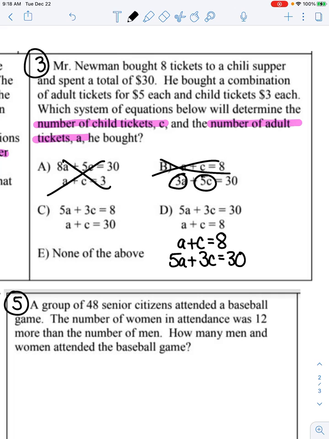They said 5 times A, that's right, adult tickets are $5, plus 3 times C equals 8. That's the total number of tickets, not the amount. So you want to make sure things match up.